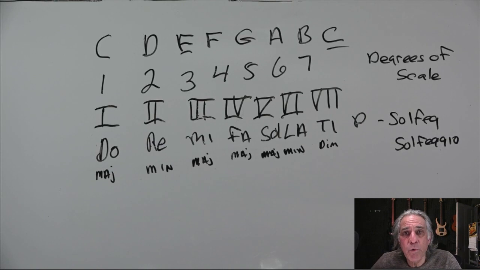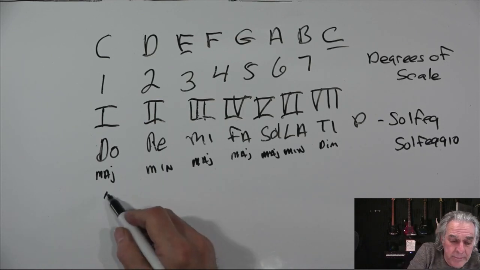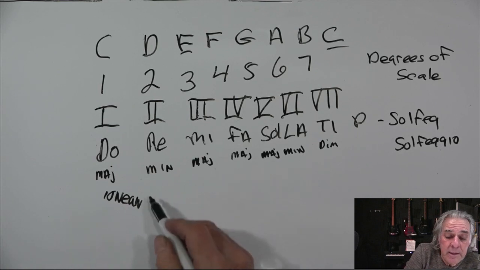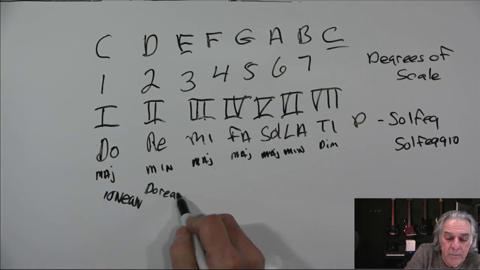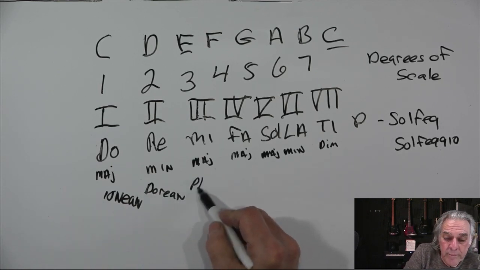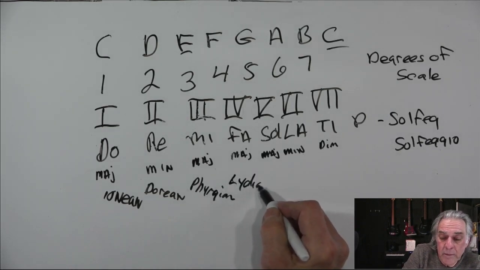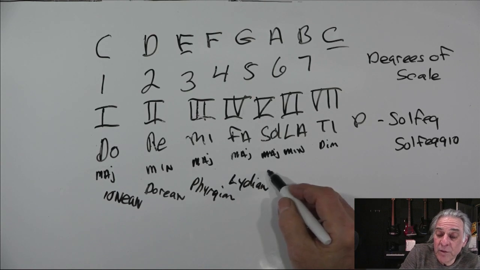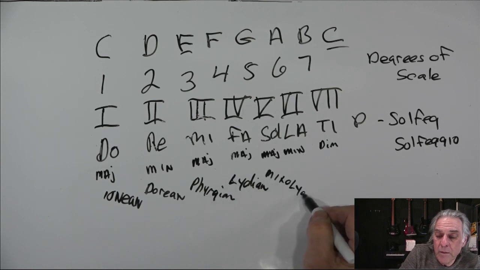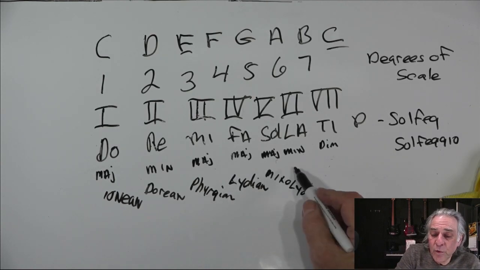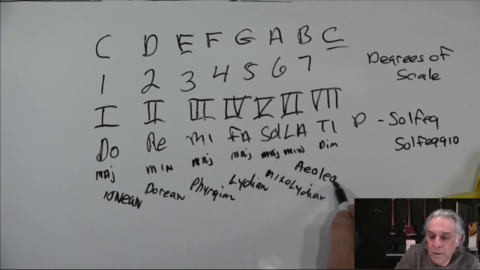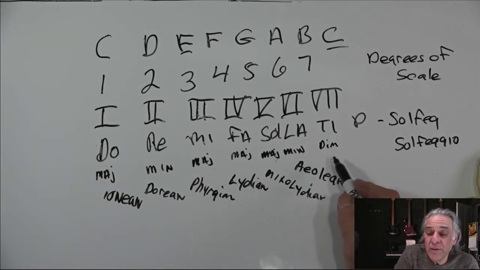Next, we're going to talk about modes. Modes are simply scales built from each degree of the major scale. The first mode is the Ionian mode. Second one is the Dorian mode. Third one is the Phrygian mode. Fourth one is the Lydian mode. Fifth one is the Mixolydian mode. The 6th is the Aeolian mode. The 7th is the Locrian mode.